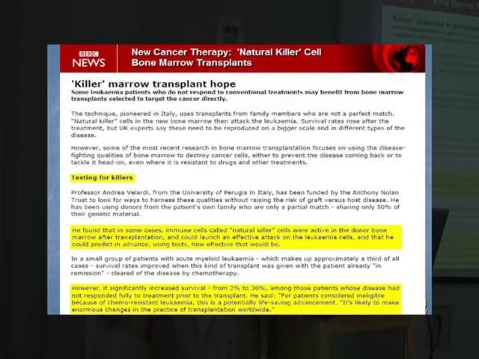However, this mentions that it significantly increased survival anywhere from 2 to 30% among those patients whose disease had not fully responded to treatment prior to the transplant.